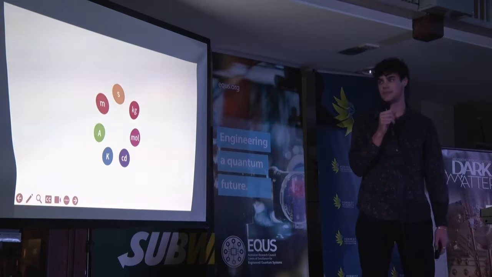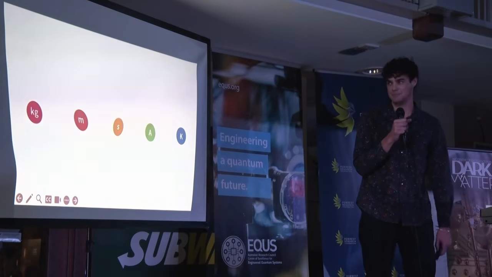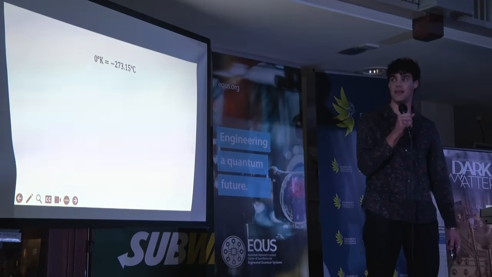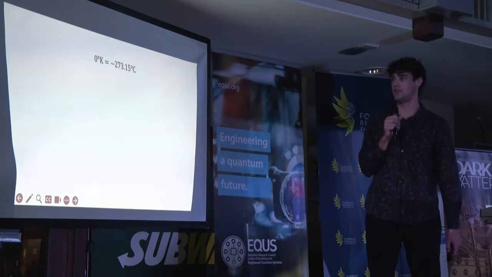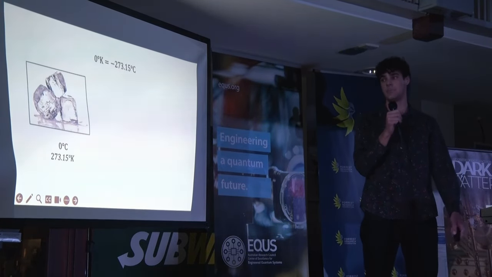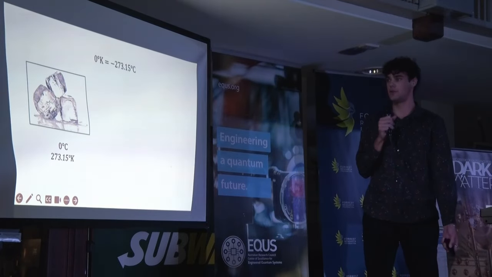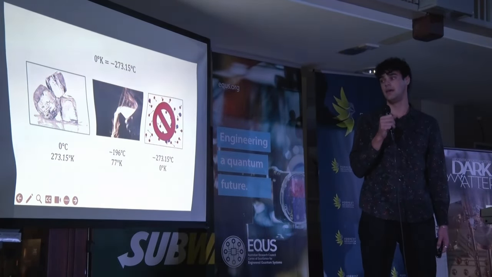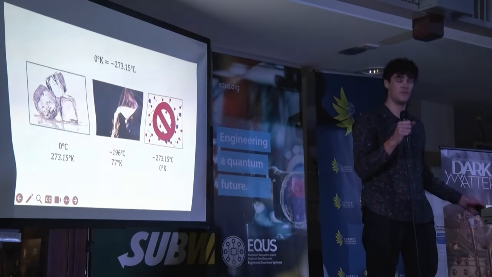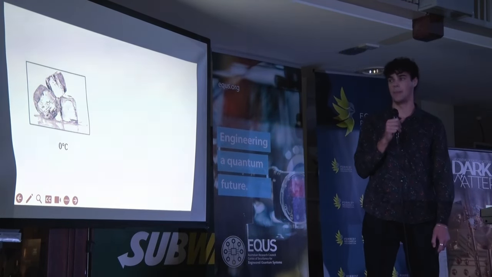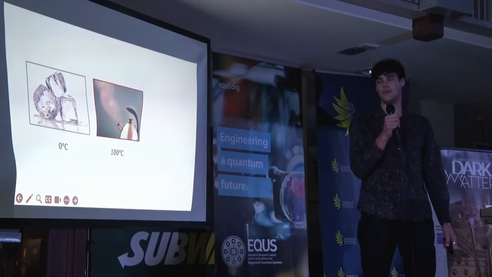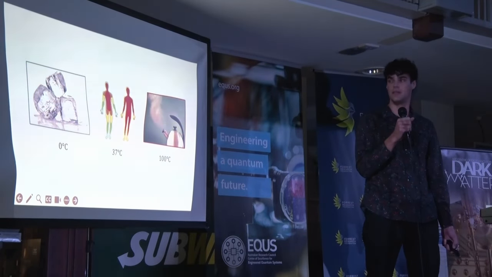Now for thermodynamics. Now we're adding a fifth one. The fifth one is temperature. This is Kelvin. 0 Kelvin is absolute zero. It's negative 273.15 degrees Celsius. Celsius is what we use in our everyday lives, zero being really cold, negative 196 being really, really cold, and then 0 Kelvin meaning no movement of any atoms whatsoever. At 0 degrees Celsius, water freezes, at 100 degrees it boils, and then we're sitting happily in the middle.